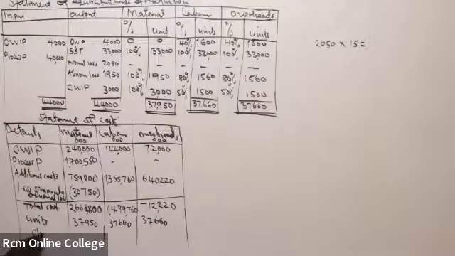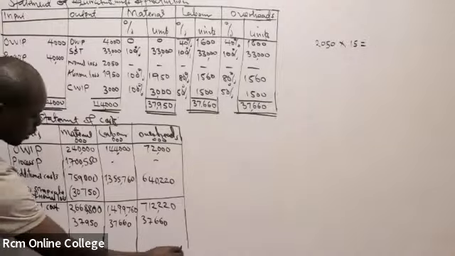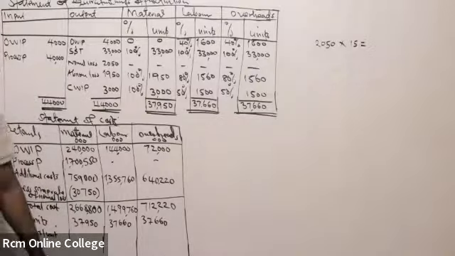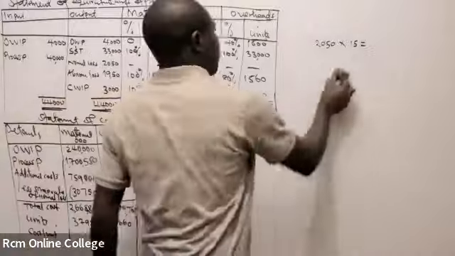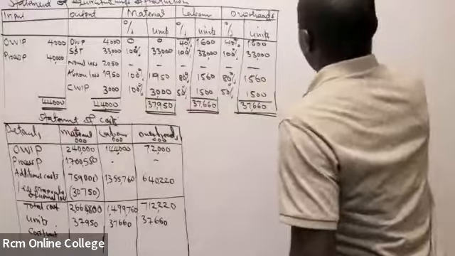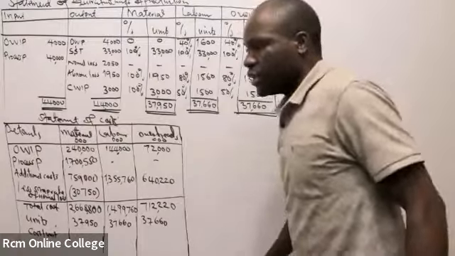Cost per unit or unit cost. Can we get cost per unit? And please round off to 5 decimal places. Cost per unit.